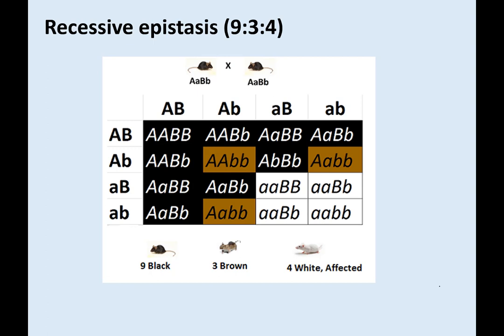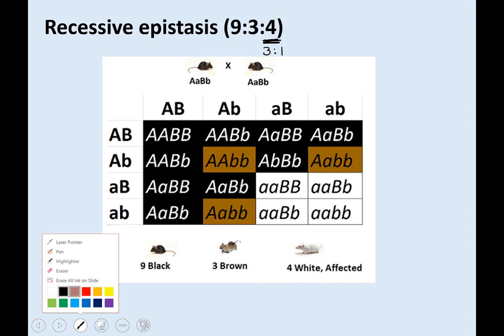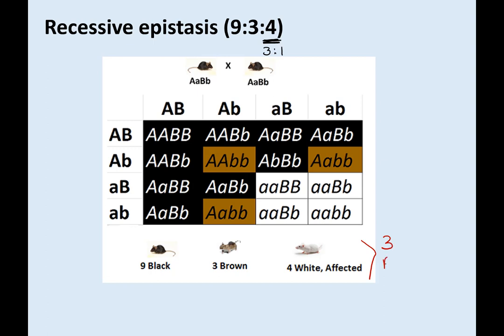So something called recessive epistasis gives you a 9 to 3 to 4 ratio. And this 4 is made up of a 3 and a 1. So if we look at this, let me switch to my red here. We have three phenotypes. Okay, which is different from a dihybrid normal cross, right? Where 9 to 3 to 3 to 1 gives you four different phenotypes. So we have three phenotypes.